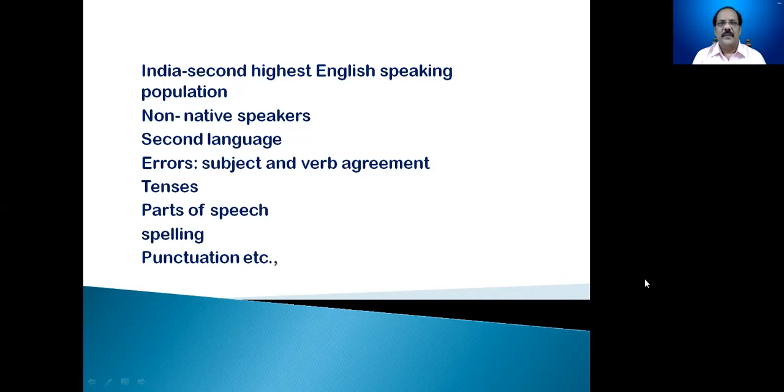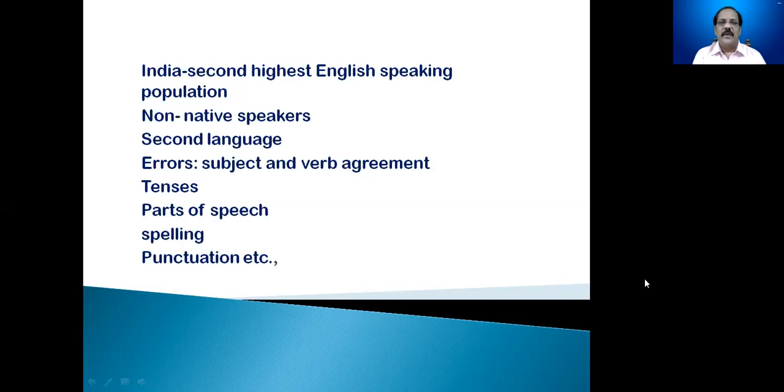If you just go for the introduction, you will find India is the second highest English speaking population in the world. And moreover, the peculiarity of our country is that most of us are non-native speakers of the English language, and English is spoken here as a second language. So it is quite natural that we do make errors, isn't it?